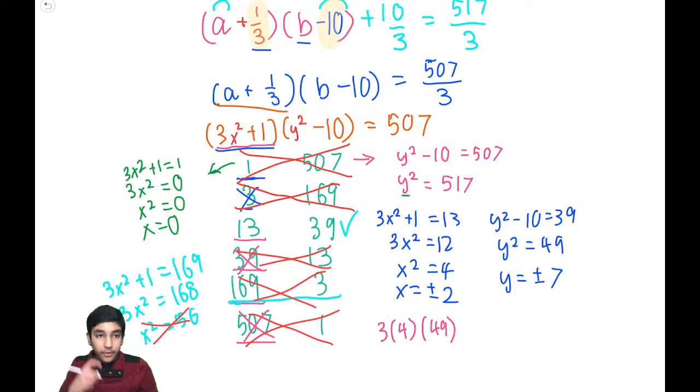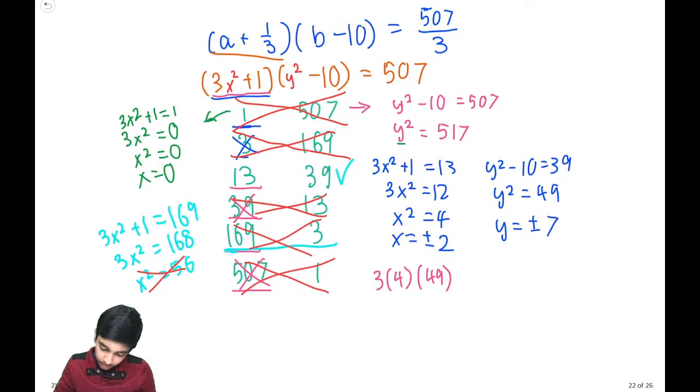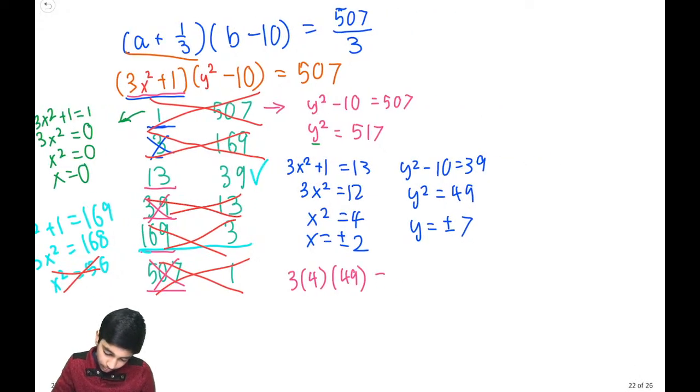And see, it doesn't matter whether it was plus or minus, because 2 squared is 4, and negative 2 squared is also 4. Same thing for 7. 7 squared is 49, and negative 7 squared is also 49. So it doesn't matter what we choose, it's just going to be equal to 3 times 4 times 49, which is 12 times 49, and this is equal to 588.